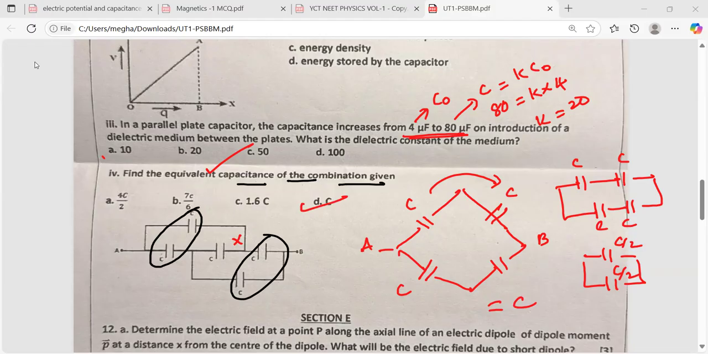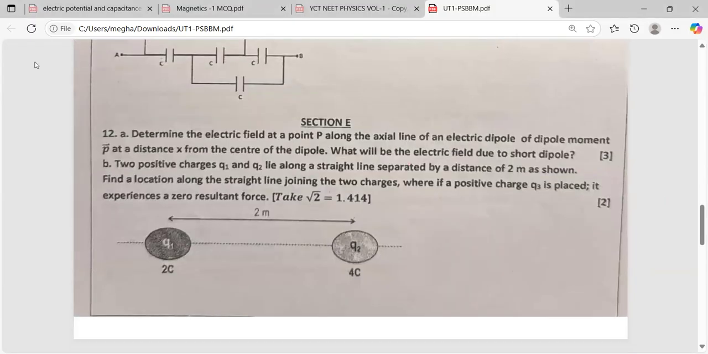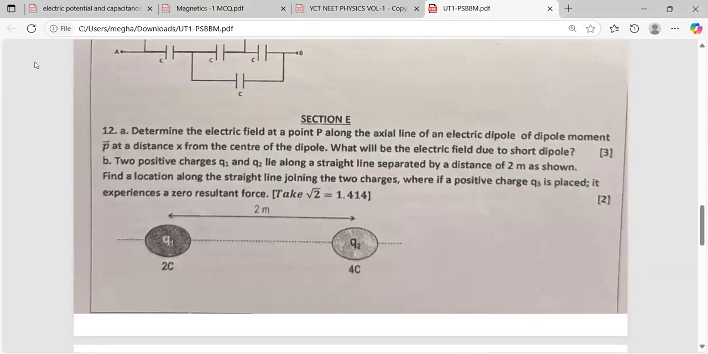Next. Determine the electric field at a point P along the axial line of an electric dipole of dipole moment p, at a distance x from the center of the dipole. This is a derivation. Refer to your green book or your class notebook and then write. This is the axial line. What will be the electric field due to a short dipole? That is 2kp by x cube.